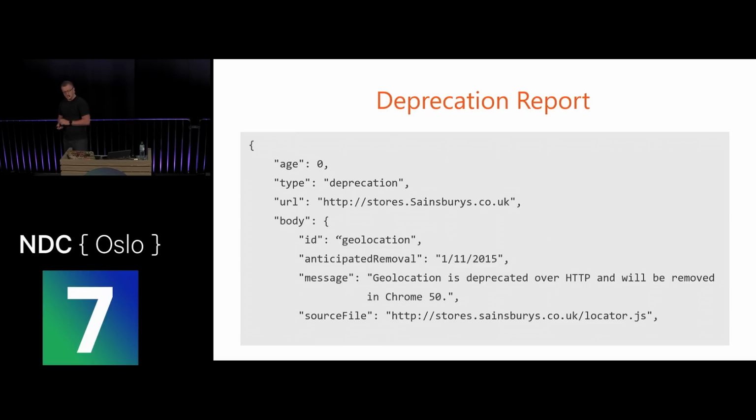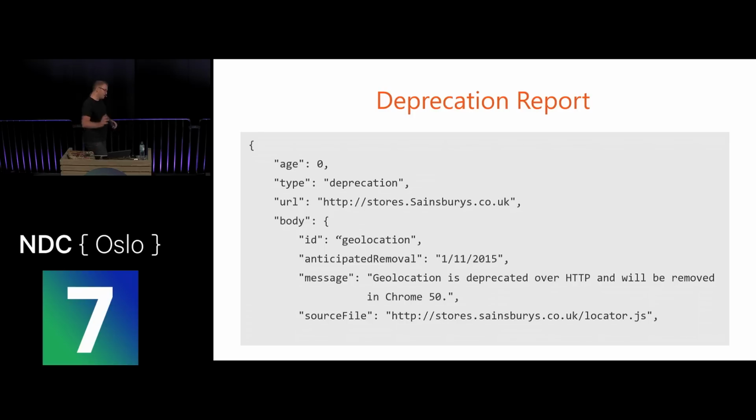So we can see now the type has changed to deprecation. The address, we were trying to go to stores.sainsbury's.co.uk. The body, the ID of the report, is geolocation, which is what triggered this report. You can see the anticipated removal date. So what it's saying is you're using a feature on your site currently that we intend to switch off in the future. And then it will give you this nice message: Geolocation is deprecated over HTTP and will be removed in Chrome 50.